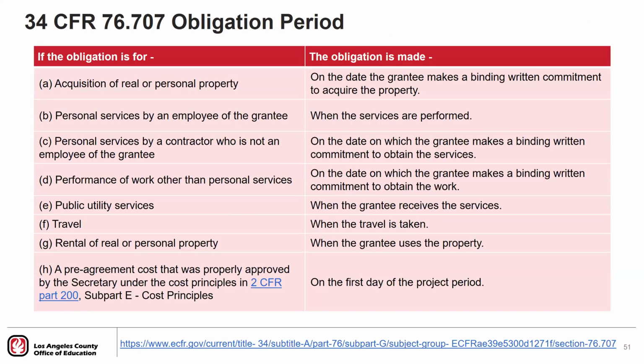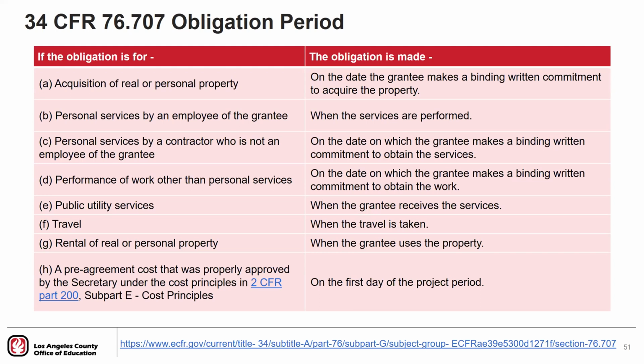All right, and since we know that the obligation period is the timeline for spending federal funds, let's take a look at when an obligation is made. This table shows when a state or a subgrantee makes obligations for various kinds of property and services. The guidelines for these obligations are outlined in 34 CFR 76.707, and we've included a direct link to this regulation on this slide for your reference.